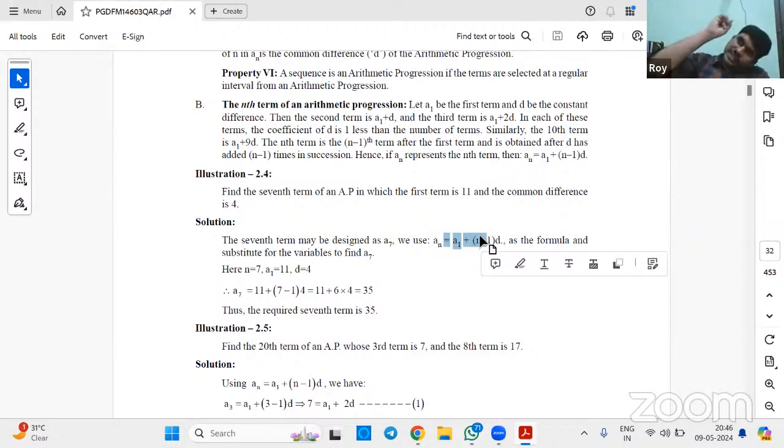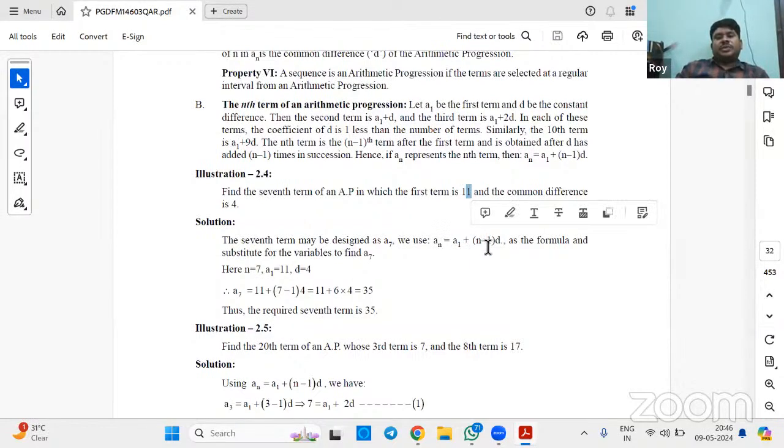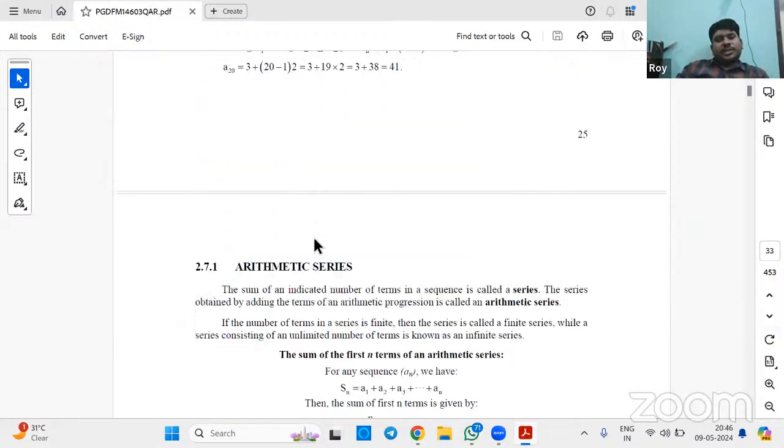If I know the first value and the difference, I can get it. Here a1 denotes the first value, 11, and n minus 1. We are asking for the seventh term, so 7 minus 1 into the difference. Put that value in and you will get 35. Manually I calculated 35, and using the formula also I got 35. Even this illustration also gives the same.